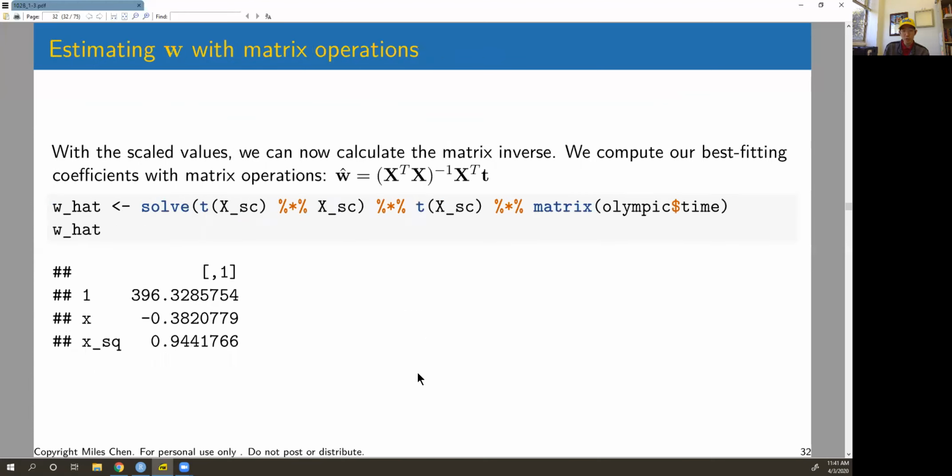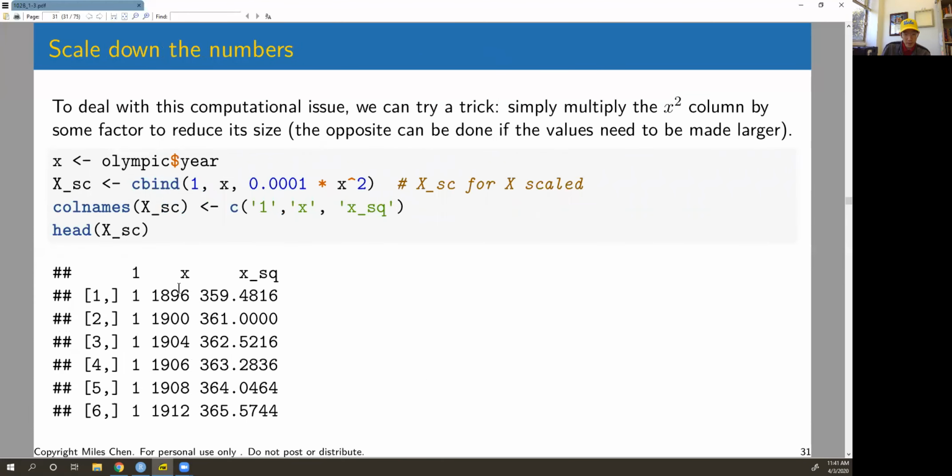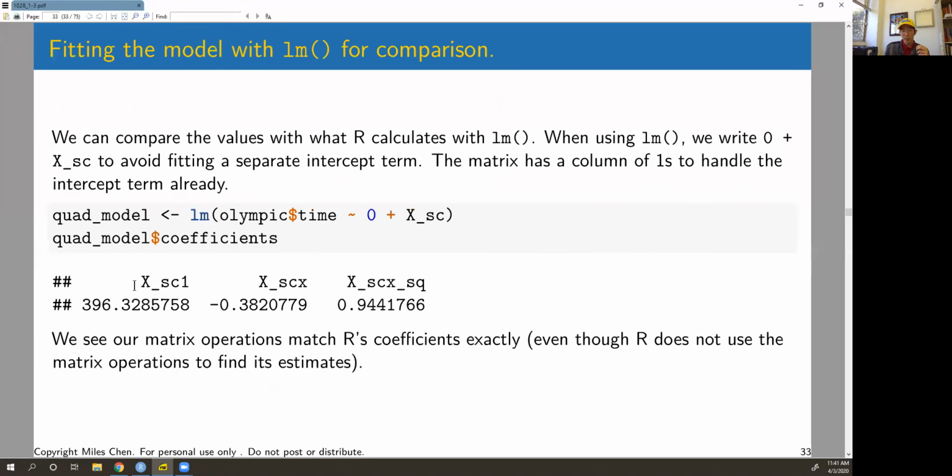Okay, yes. So back here, in my X scaled matrix, I have a column of 1s, okay? This column of 1s is used so that when I multiply it by the matrix W, my coefficients, I have a W0 term for the intercept, okay? And so I'm asking R using LM to find basically the coefficients that correspond to each column in this matrix, okay?